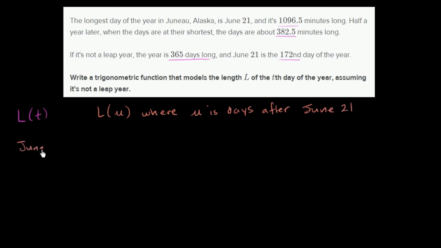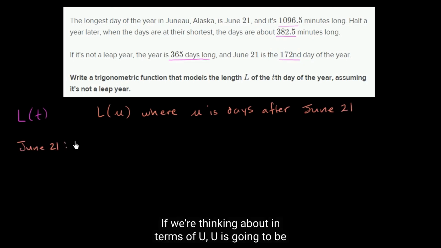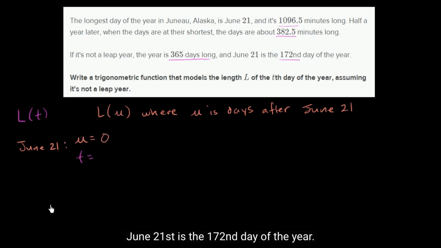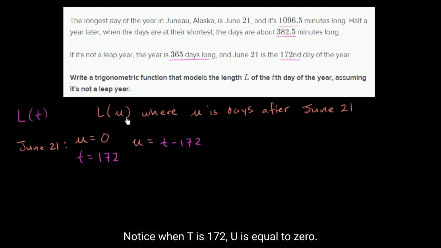So let's think about this a little bit. June 21st, in terms of u, is going to be equal to 0, because it's 0 days after June 21st. But in terms of t, June 21st is the 172nd day of the year. It's 172. So what's the relationship between u and t? Well, it's shifted by 172 days. u is going to be equal to t minus 172. Notice when t is 172, u is equal to 0. So let's figure out L of u first, and then later we can just substitute u with t minus 172.